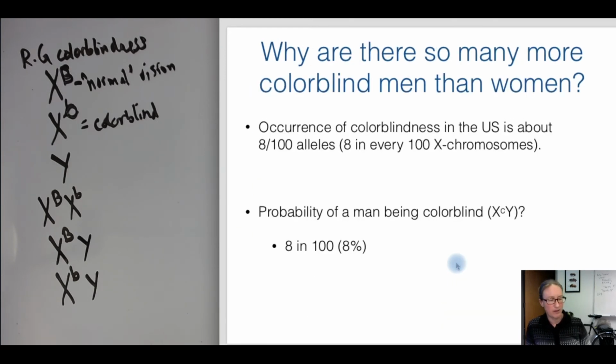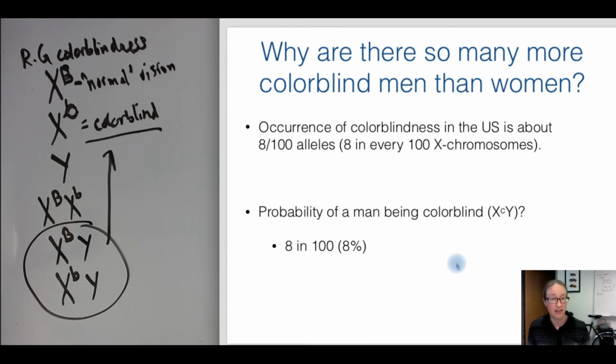Okay, so now this brings us to a question. You might know that men tend to be colorblind much more frequently than women do. So why? If we just take a survey of colorblindness alleles in the US, somewhere around 8 out of 100 alleles, so 8 in every 100 X chromosomes, you will encounter one of these colorblind alleles. What that means is the probability of a man being colorblind, since he's only got one of these alleles, is going to be 8 in 100, or 8%.